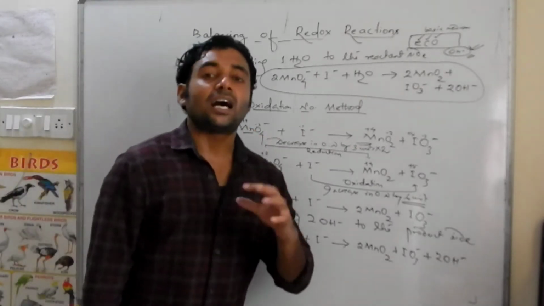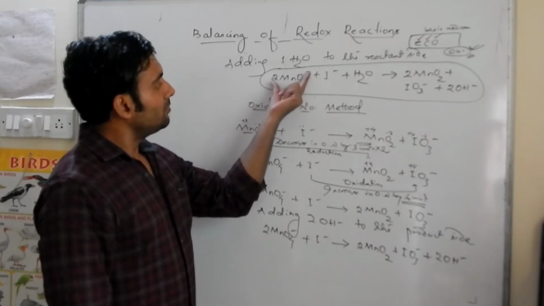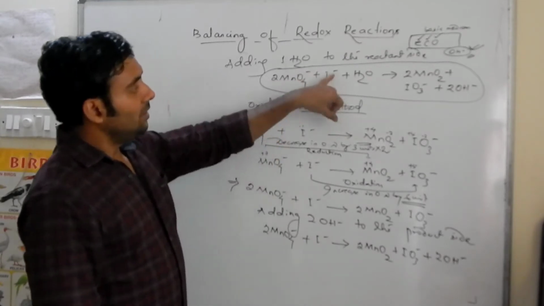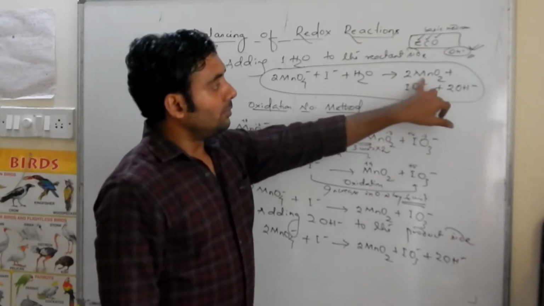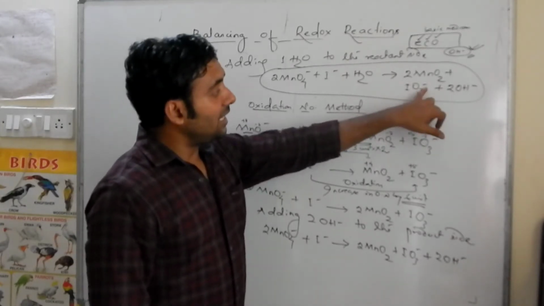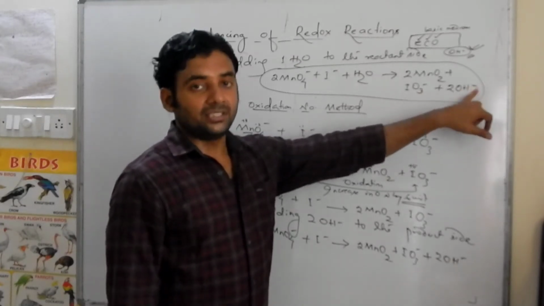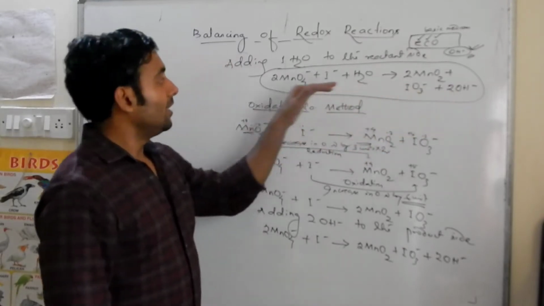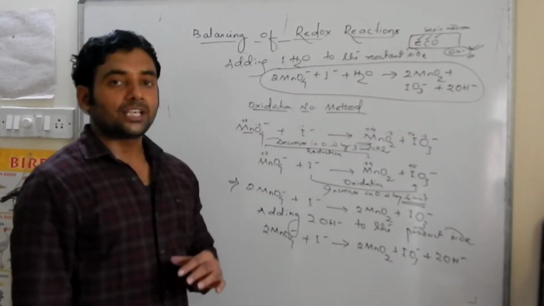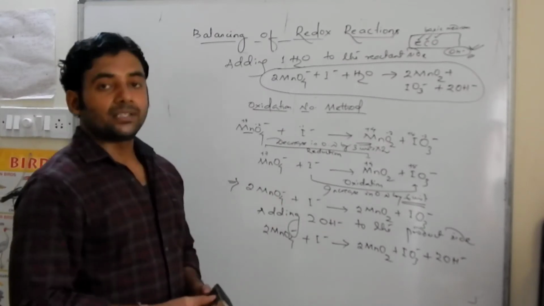Now see whether the charge is balanced or not. In permanganate it is -1, so 2 permanganate is -2, plus -1, this is -3. Check it here. MnO2 is neutral, iodate ion carries 1 negative charge, and hydroxide ion carries 2 negative charge in this case. So it is -1, -2, -3. So the product side is -3, and the reactant side is also -3. So charge is also balanced. So this is by the oxidation number method.